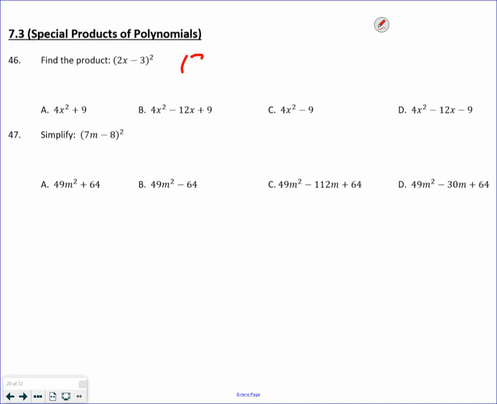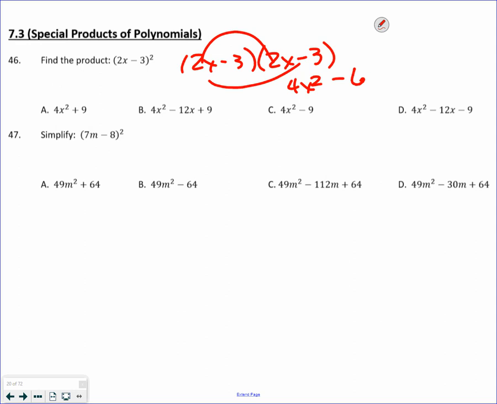More multiplying, so 2x minus 3 times 2x minus 3. And so I'm going to FOIL again. 4x squared minus 6x plus 9. Adding the like terms together, I get 4x squared minus 12x plus 9.